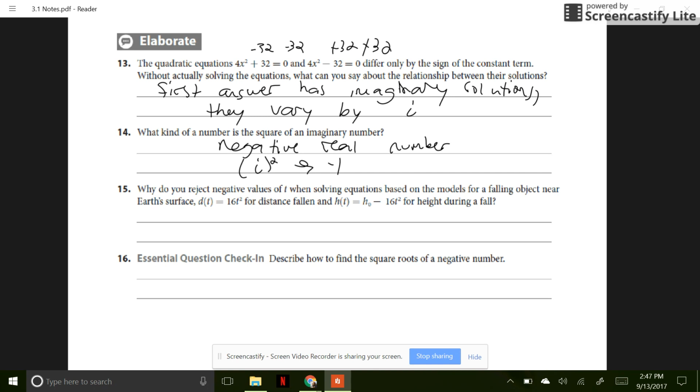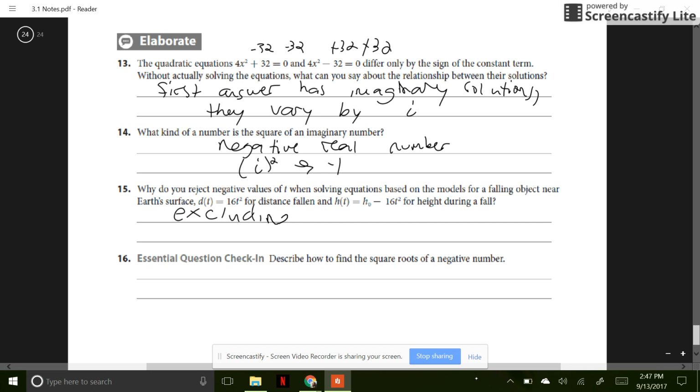So why do we reject negative values of t? We are excluding time before the fall starts.